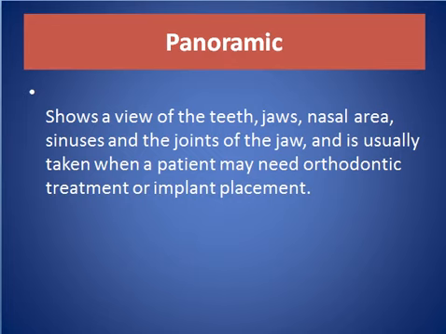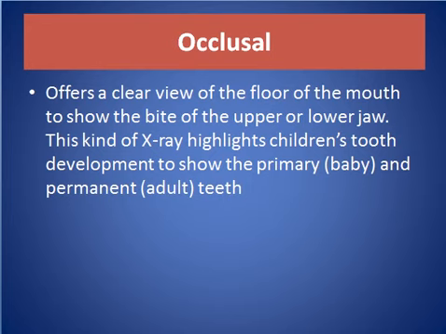As we said, we have the panorama, and it shows the teeth and jaws, nasal cavity, and sinuses, and is usually taken when the patient may need orthodontic treatment or implant placement. The occlusal film offers a clear view of the floor of the mouth to show the bite of the upper and lower jaw. This kind of X-ray highlights children's tooth development and shows primary and permanent teeth in adults.